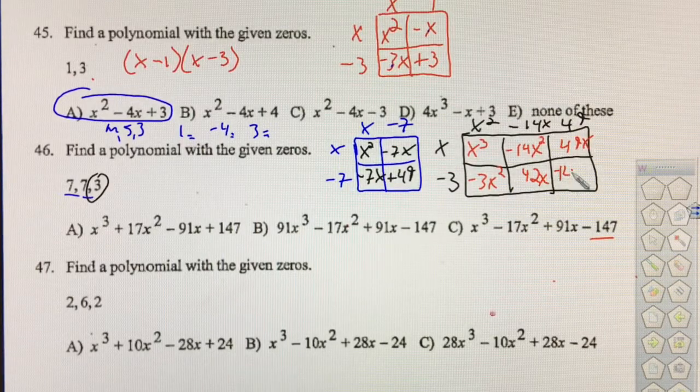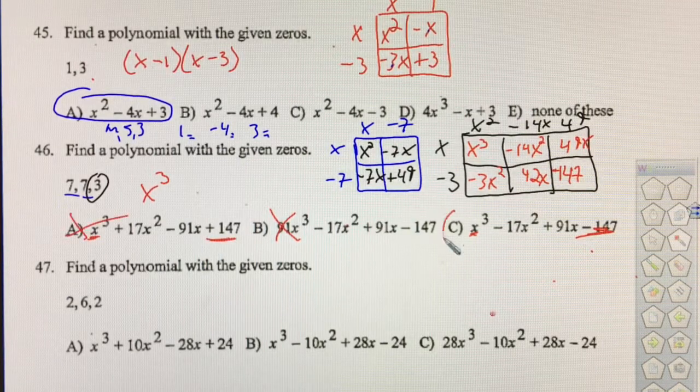Now I'm going to combine my terms. That's going to give me x cubed. So as soon as I see that, it can't be b. I can add them all up, and notice the final term is negative 147. So it could be that one, it can't be this one. So by elimination, I have choice C.